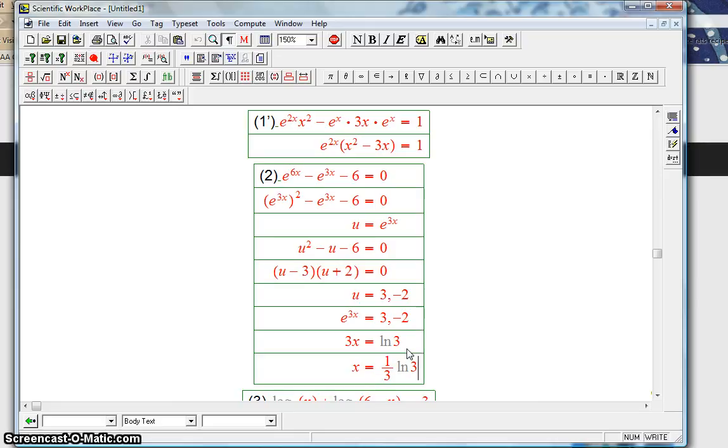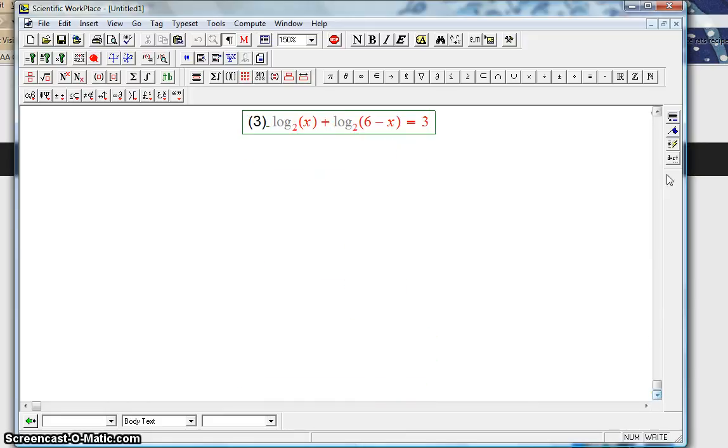But what about the other solution? What about the other situation? e to the 3x equals minus 2. Aha, that's impossible. e to the 3x is never going to be negative if x is a real number. And so, even though it was an equation of quadratic type, when we figured out this u equals e to the 3x substitution, it only had one solution. Pardon my being tongue-tied. It's probably because I'm kind of cold.